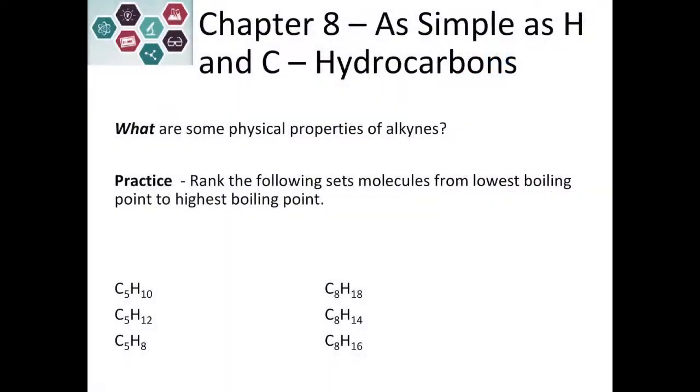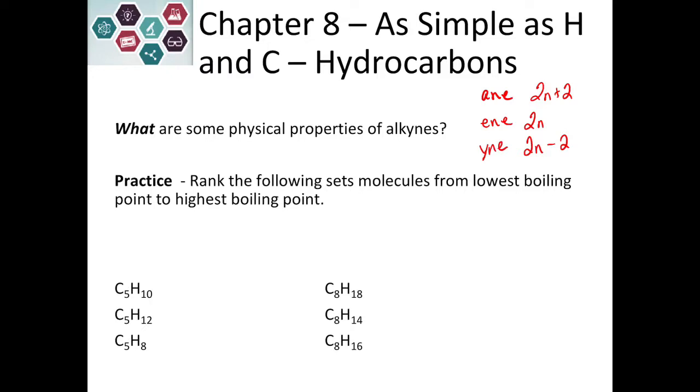Here we're going to rank our boiling points. We're given formulas, which means we first need to decide if they are alkanes, alkenes, or alkynes, and we do that by using those general formulas. So remember, we had the 2n plus 2 for the alkanes, 2n for the alkenes, and 2n minus 2 for the alkynes.